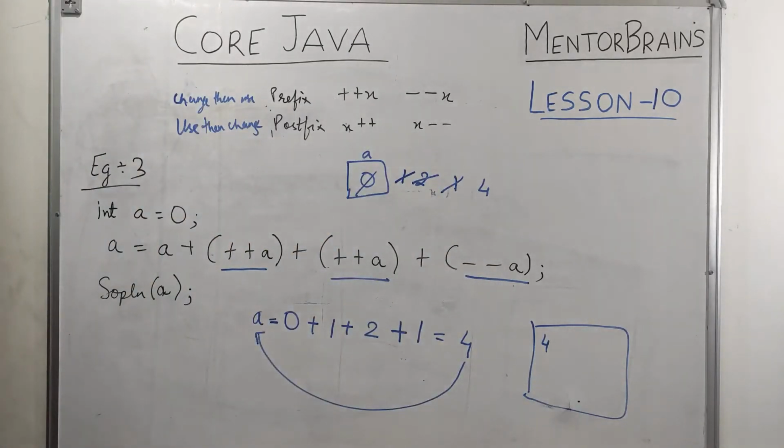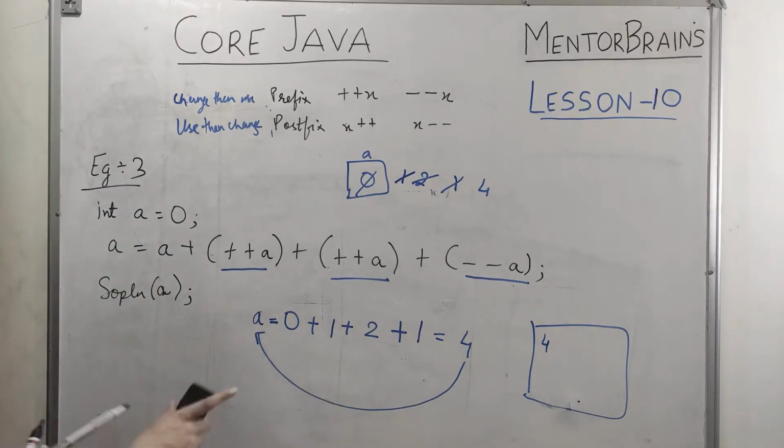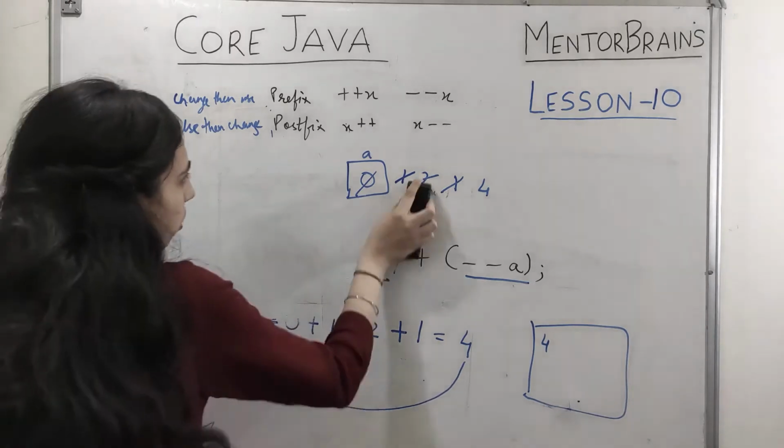Okay, so this was also again an easy example. Now let's go on to one last example of postfix and prefix, and then we'll move on to the next unary operator.